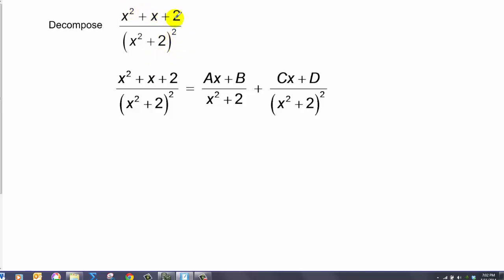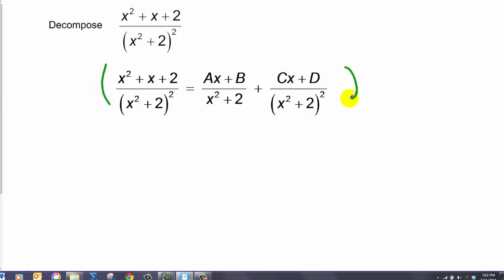We have x squared plus x plus 2 over x squared plus 2 quantity squared. Notice, because I have the c term, this does not qualify as a repeated linear. So once again, my first quadratic term is x squared plus 2. I have a linear over the top of that. And then I have the repeated quadratic function of x squared plus 2 quantity squared. And I need a new linear over that. I've already used ax plus b, so now I use cx plus d.